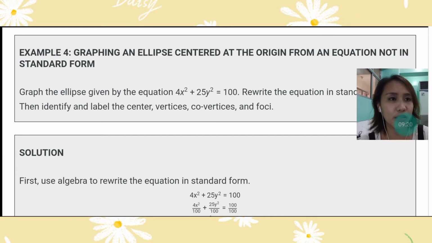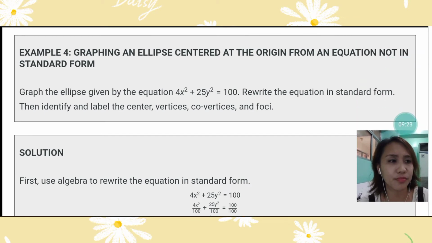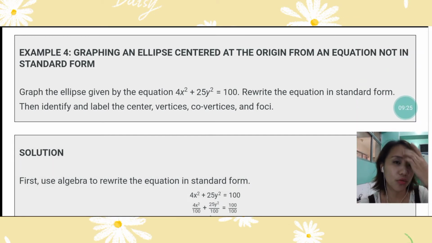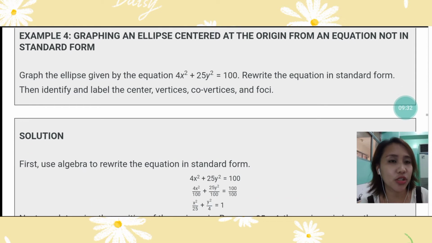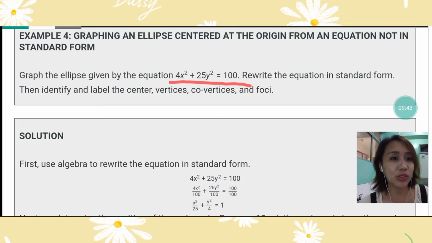So let's have this one. Example 4, graphing an ellipse centered at the origin from an equation not in standard form. So meaning this is in general form. Graph the ellipse given by the equation 4x squared plus 25y squared is equal to 100. Rewrite the equation in standard form, then identify and label the center, vertices, co-vertices and foci.